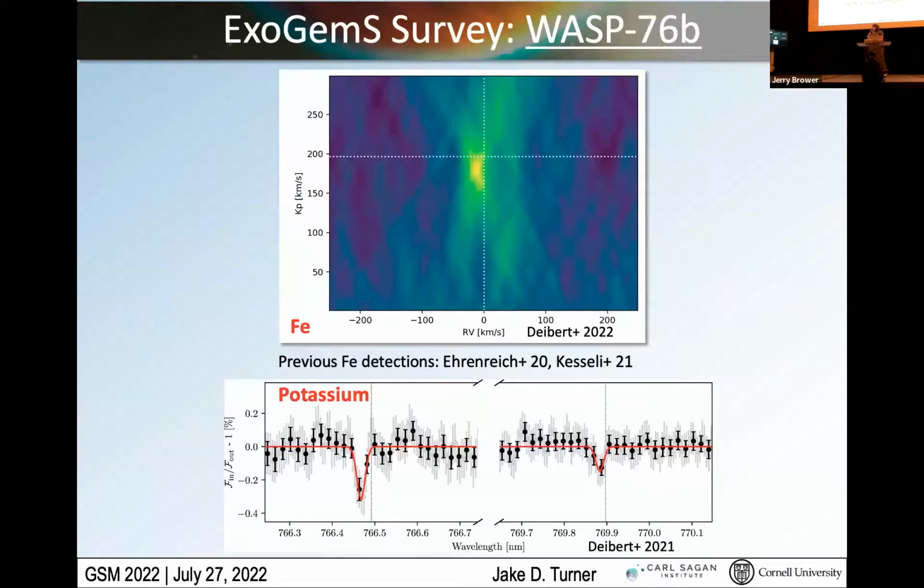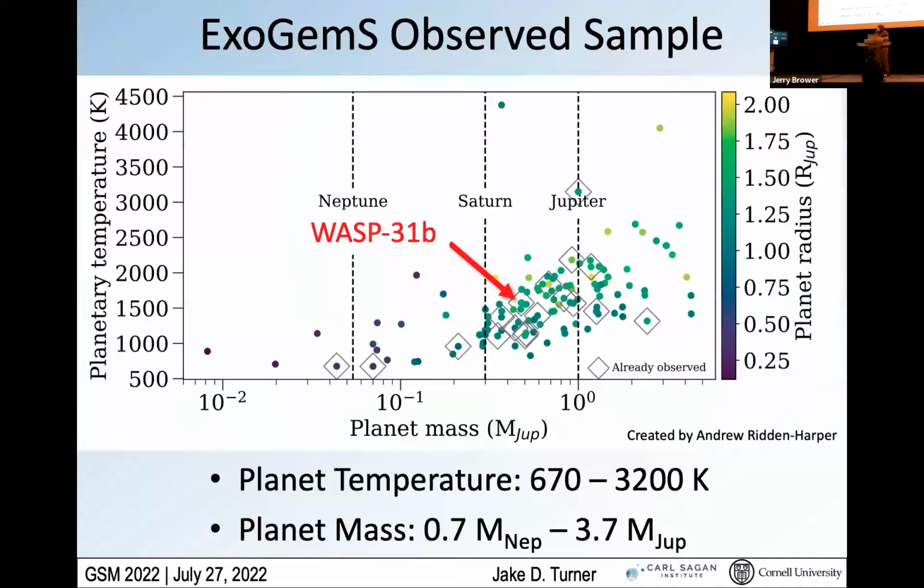As well as we detect everything else that people detected, such as lithium and potassium, and I showed the potassium detection here. So we're thinking that the ExoGemS Survey is working as we expected. So that's very nice. And so the next one I want to talk about is WASP-31.